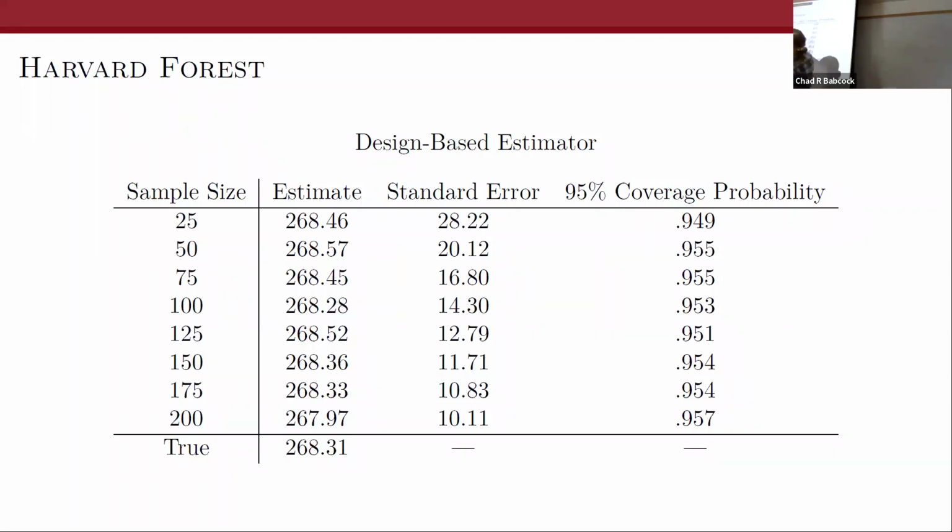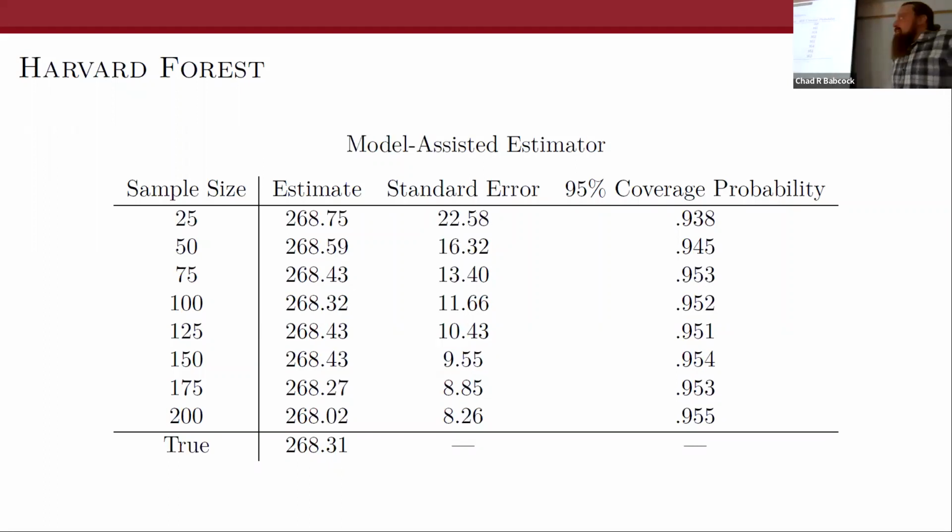And then we also have our standard errors here. What we can see is that our standard error seems to go down as sample size goes up, which totally makes sense. That should be what's happening. And then we can look at my 95% coverage probabilities here. Hopefully these are all pretty close to 95. So yeah, we're all very close to 0.95 here. So you can rest assured that I programmed the design-based estimator correctly and that everything is working out nicely.